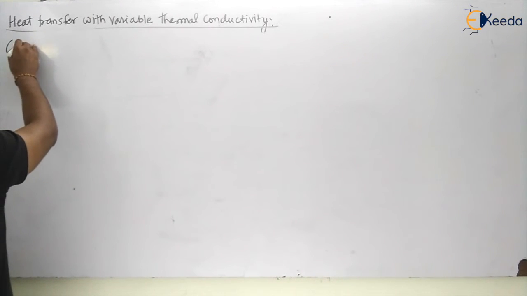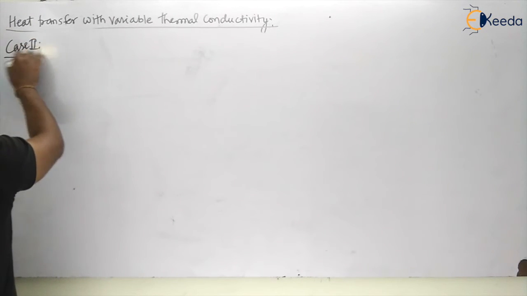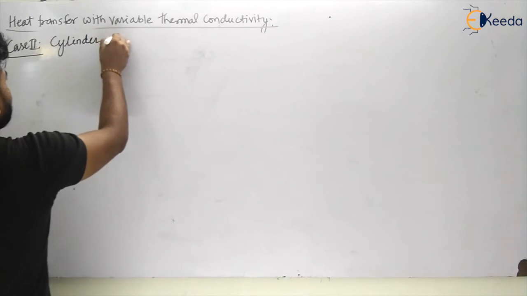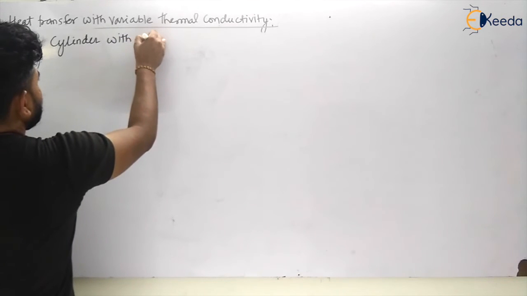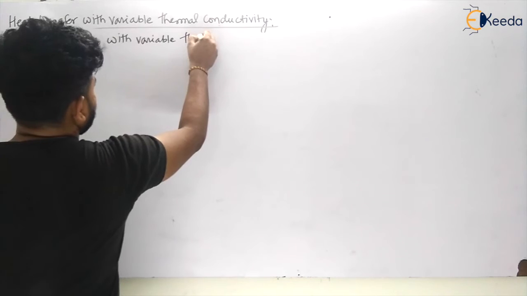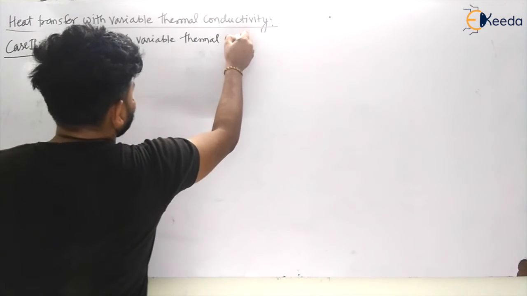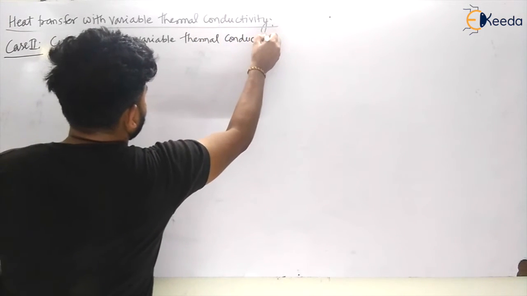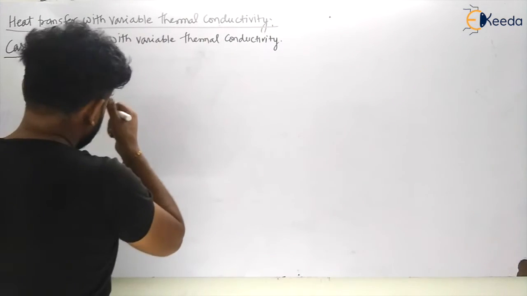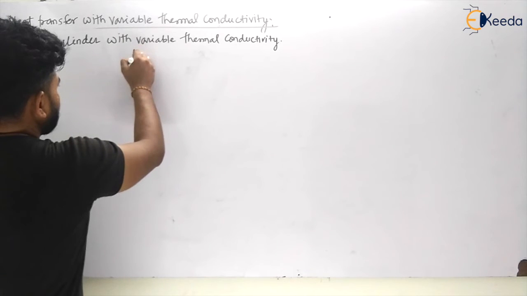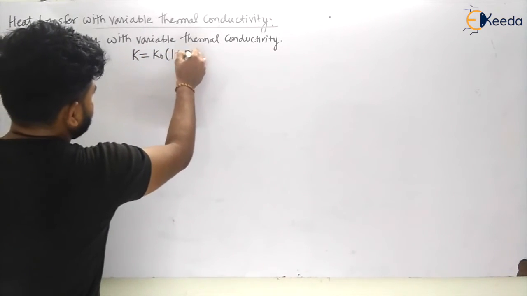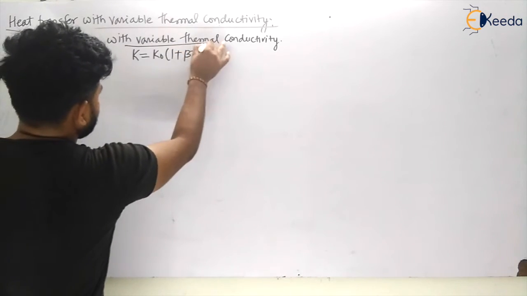So let us see case second, my dear students, that is for cylinder with variable thermal conductivity. You know all the assumptions, I'm not repeating. So your thermal conductivity in the cylinder is varying linearly, that is 1 plus beta T, my dear students.